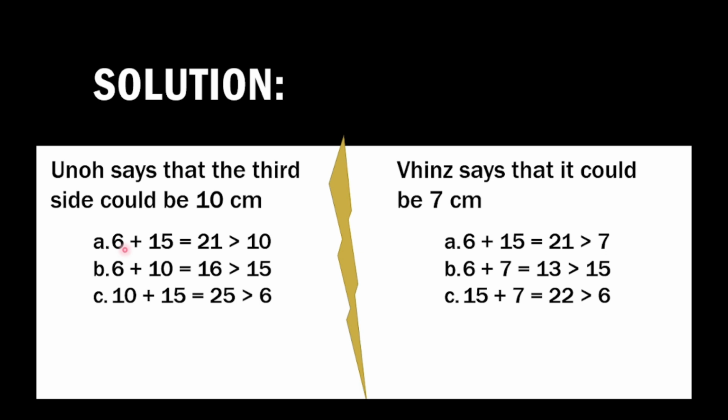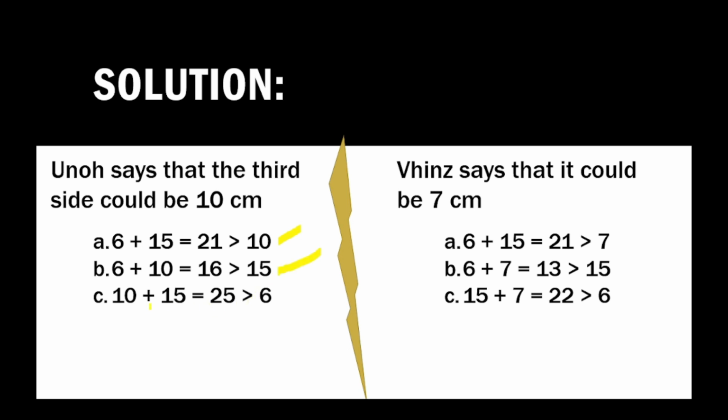So, unahin muna natin si 6 plus 15. That is 21, and 21 is greater than 10. So, that is a check. Tama, no? 21 is greater than 10. The second one, i-rumble naman natin. Ang i-add naman natin yung 6, tsaka yung isang side na binigay ni Uno na 10. So, 6 plus 10 is equal to 16, and 16 is greater than 15, so that is a check.